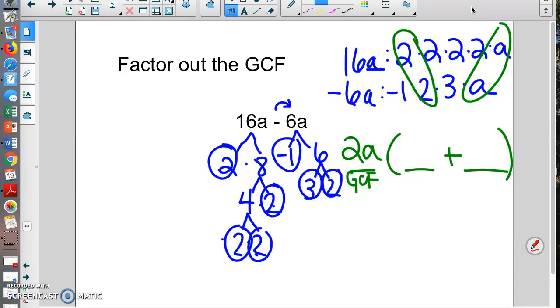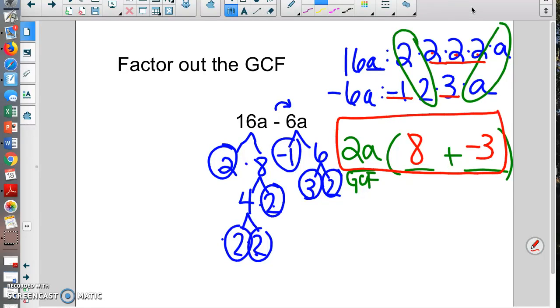So on 16a, we have a 2, 2, and 2. So 2 times 2 is 4. 4 times 2 is 8. And on the negative 6a, we have a negative 1 and a 3. Negative 1 times 3 is negative 3. So your final answer is 2a times (8 plus negative 3). Or you can just do 8 minus 3. It would say the same thing.